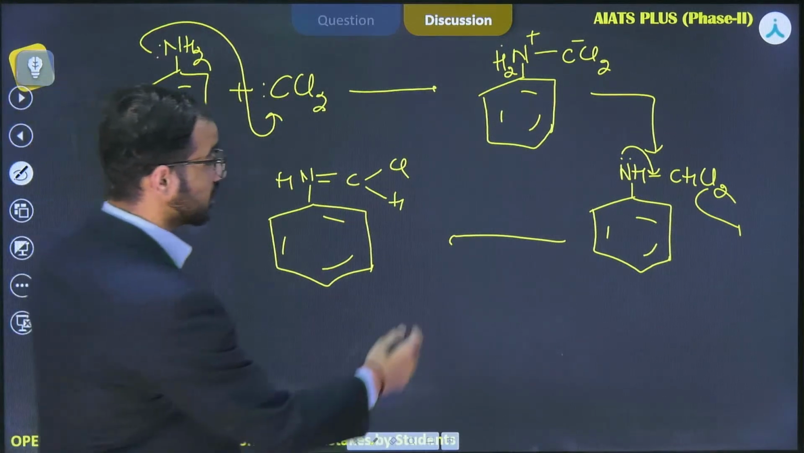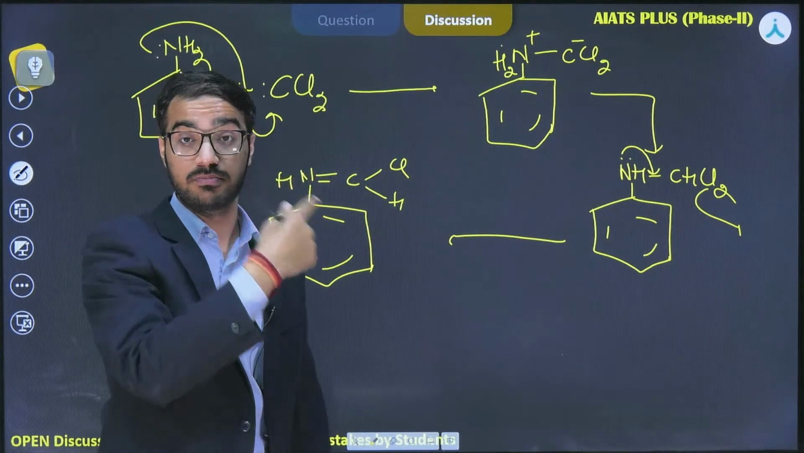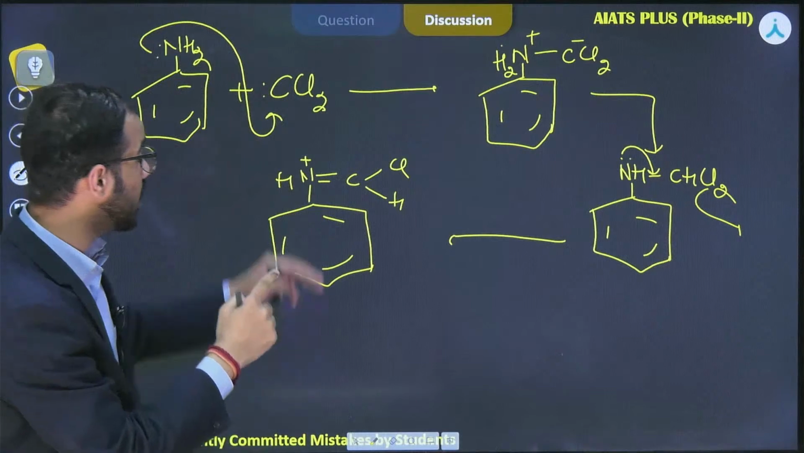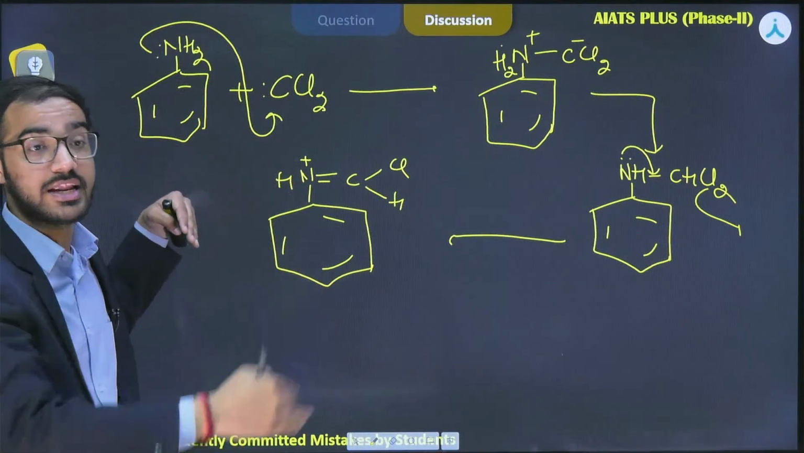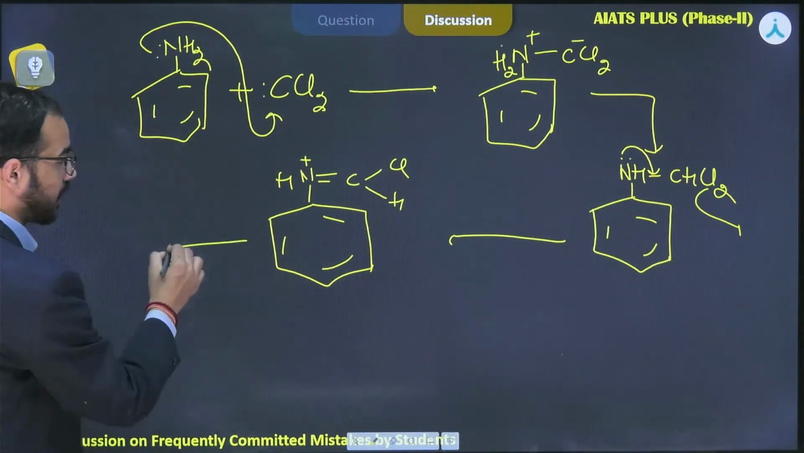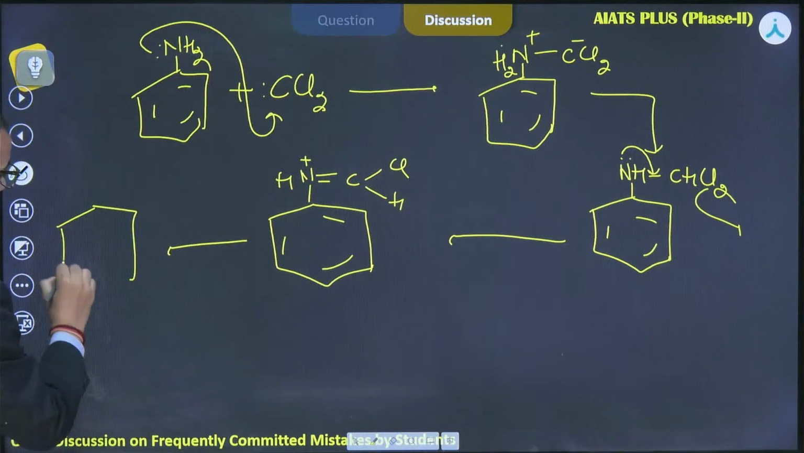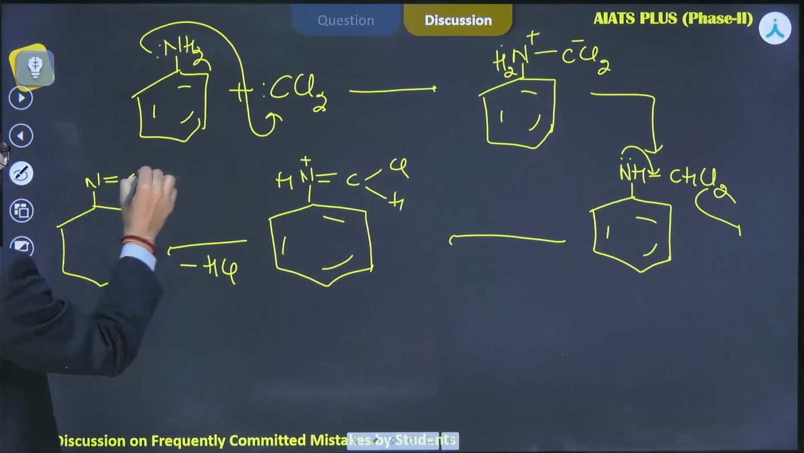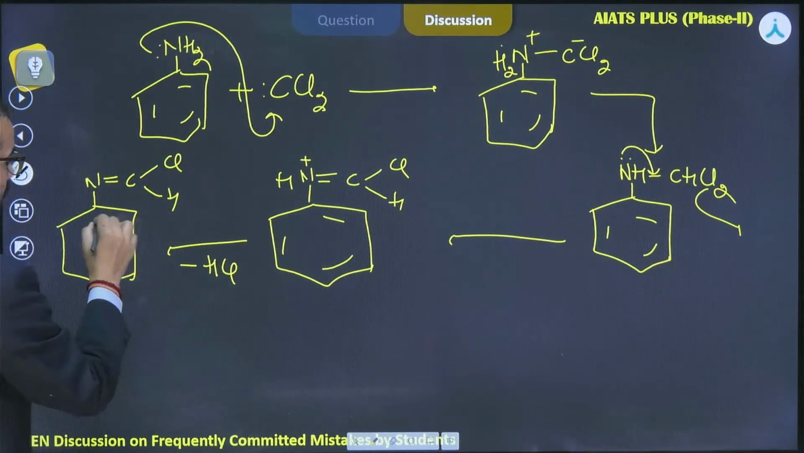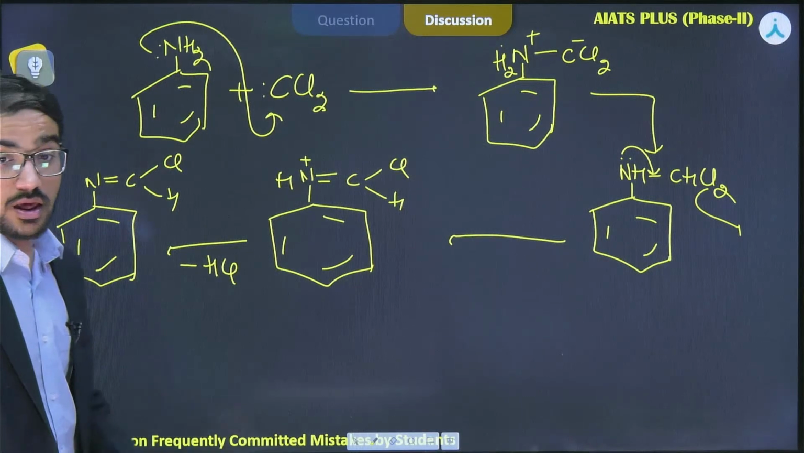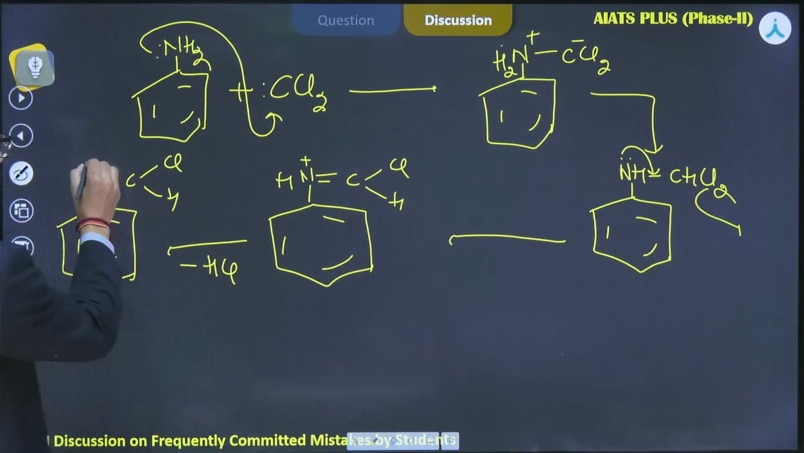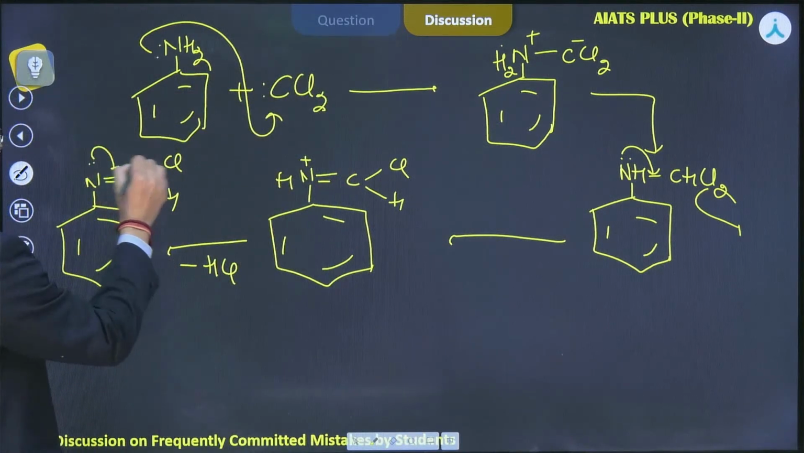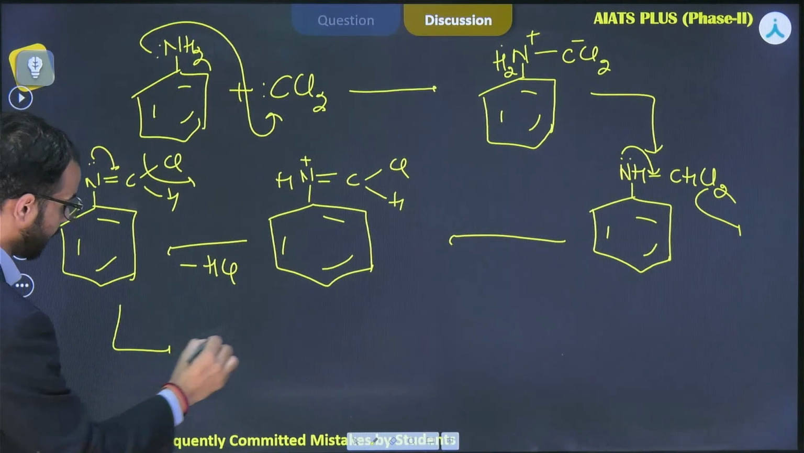Now again, the released Cl negative will take this hydrogen, since the positive charge is here. So for the removal of that hydrogen, the Cl negative will bond with it. So you will be having simply minus HCl, and N double bond C, Cl, H. In the very next step, the lone pair is still present on the nitrogen. The lone pair will again move to this, and removal of Cl will occur.